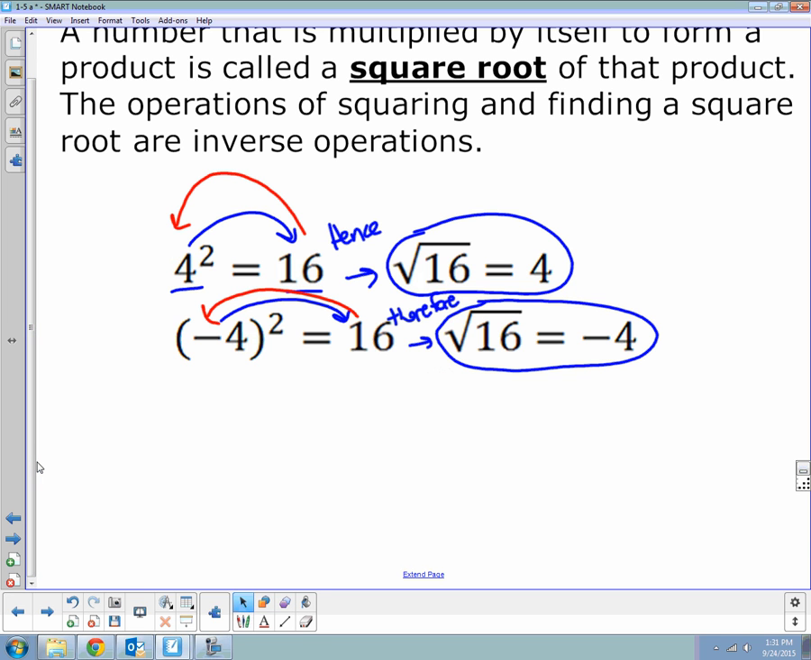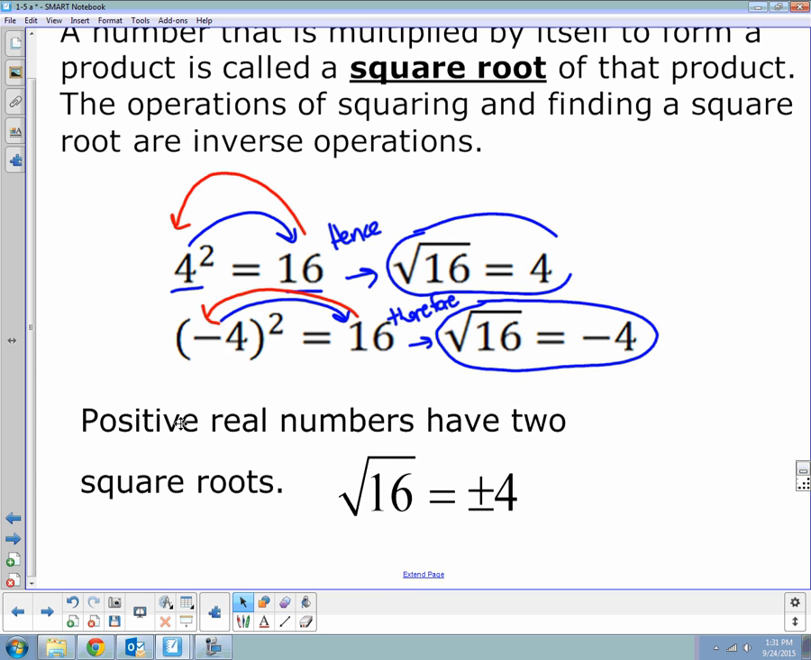Now, as mathematicians, we're lazy. It's just well known that mathematicians are lazy. And so we have a way of writing this. Rather than saying the square root of 16 equals 4, the square root of 16 equals negative 4, rather than writing two answers every single time, because that's a lot of work, we have a faster way of writing that. And that's what's right here.